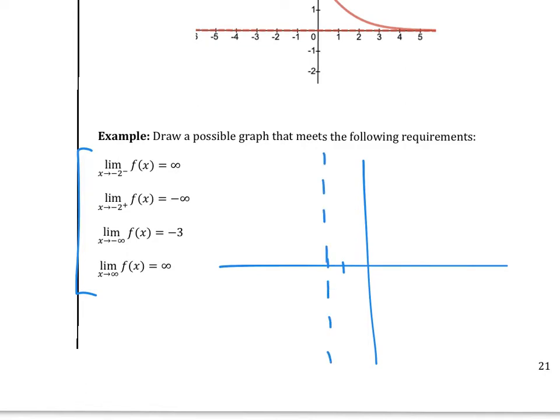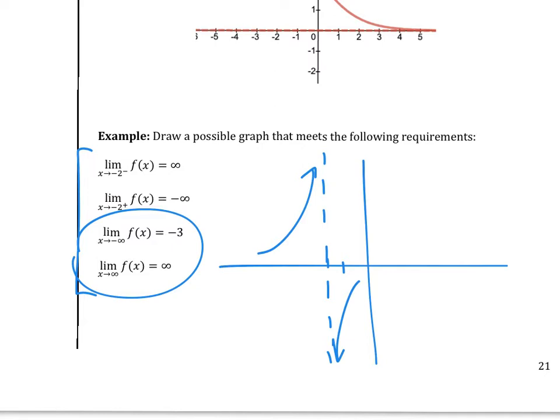Then it tells us that when it's going to negative 2 from the negative side, it's going up, and when it's going to negative 2 from the positive side, it's going down. So we're just going to draw it like this for now and then try to figure out what to do with the more information. The next two things say when x is going to negative infinity, when x is going to infinity, and then something else happens. Remember, x going to infinity or negative infinity is hinting at a horizontal asymptote.